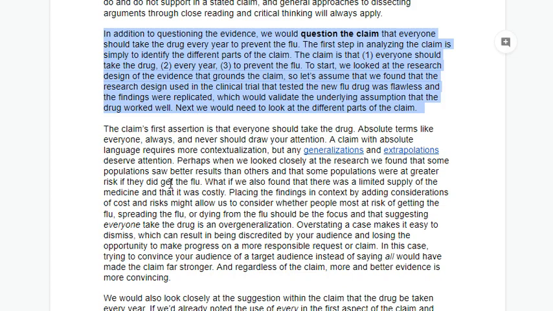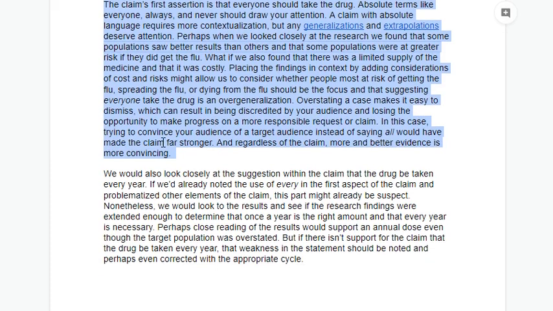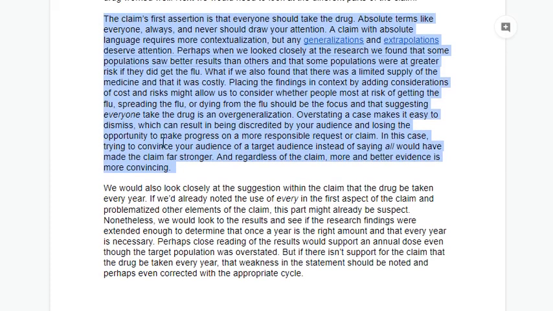Next, we would need to look at the different parts of the claim. The claim's first assertion is that everybody should take the drug. Absolute terms like everyone, always, and never should draw your attention. A claim with absolute language requires more contextualization, but any generalizations and extrapolations deserve attention. Perhaps when we look closely at the research, we found that some populations saw better results than others, and that some populations were at greater risk if they did get the flu. What if we also found that there was a limited supply of the medicine and that it was costly?